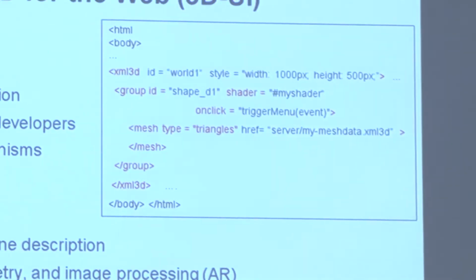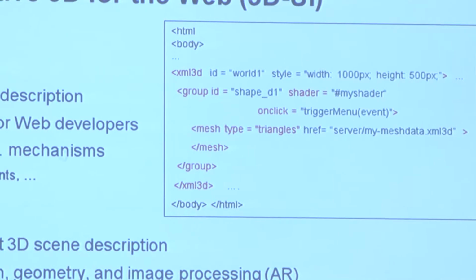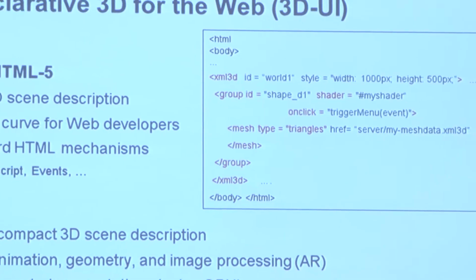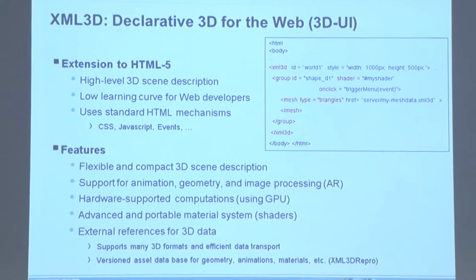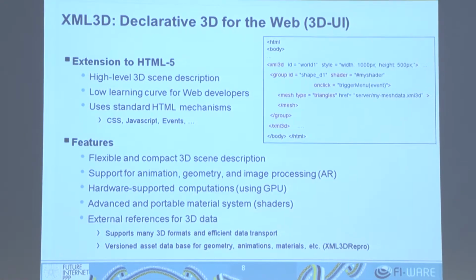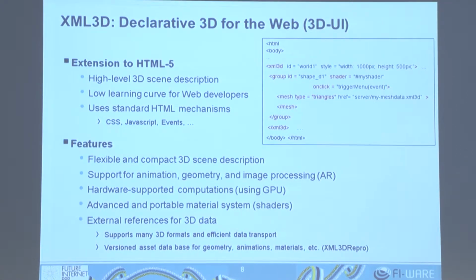We reuse all of the standard HTML technology like CSS, JavaScript, the DOM events from HTML. And that together then XML3D offers a lot of features, a very flexible and compact 3D scene format. For the first time, really part of HTML itself. We support animation, we support different kinds of geometry specifications.